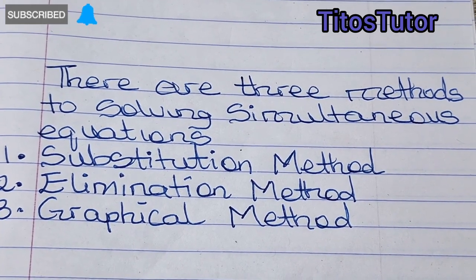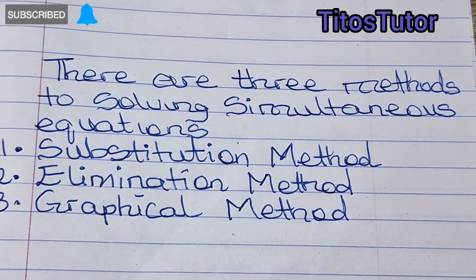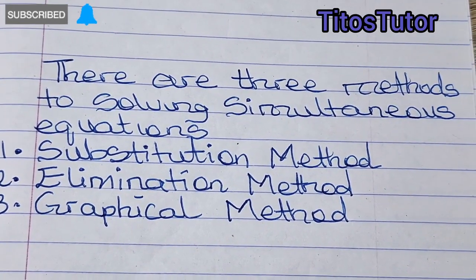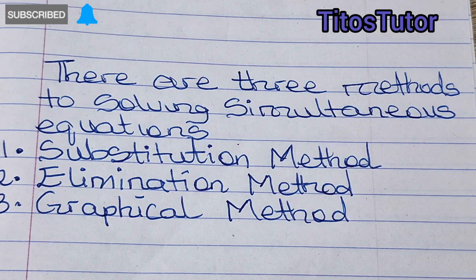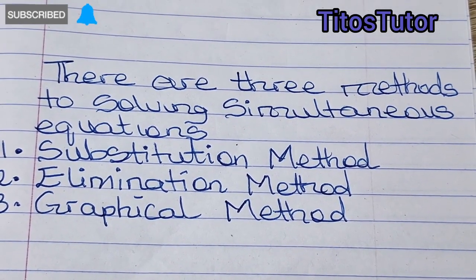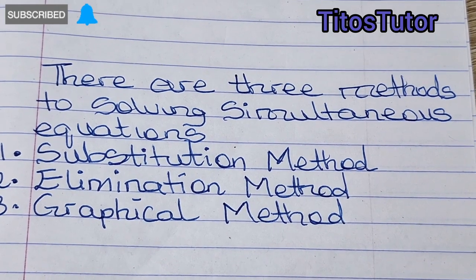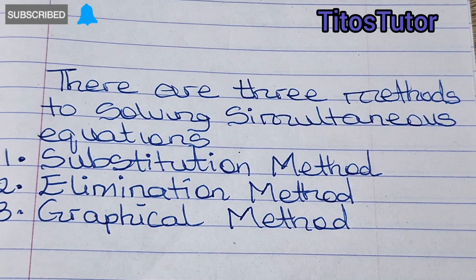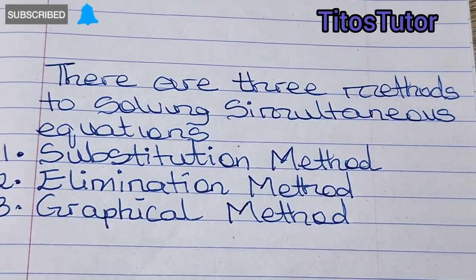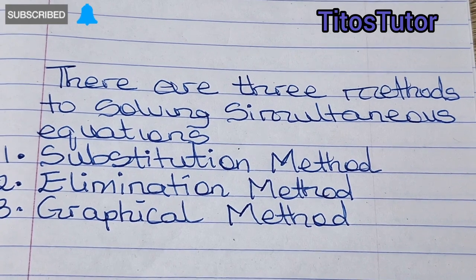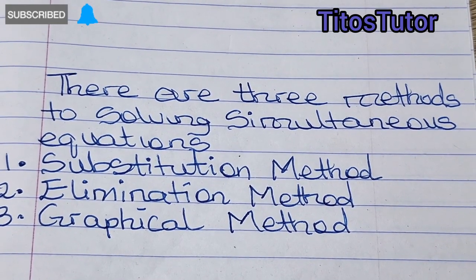To solve simultaneous equations, we have three different methods. The first one is the substitution method. The second one, elimination method. And the third one is the graphical method. It's important you learn how to do these three methods, because sometimes the question will actually specify which method they want you to use.